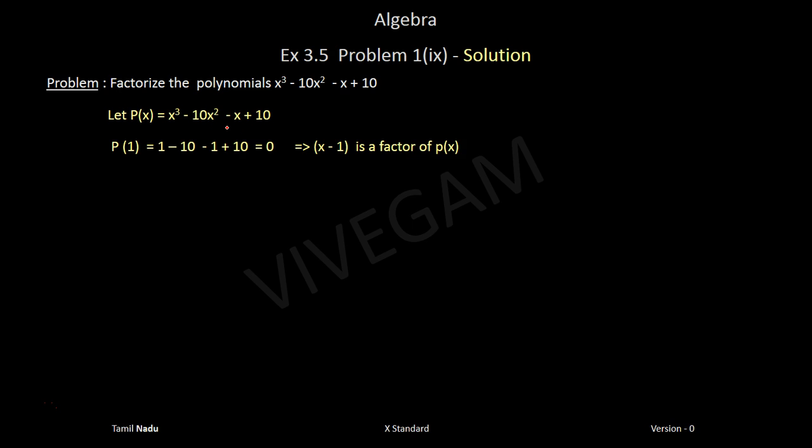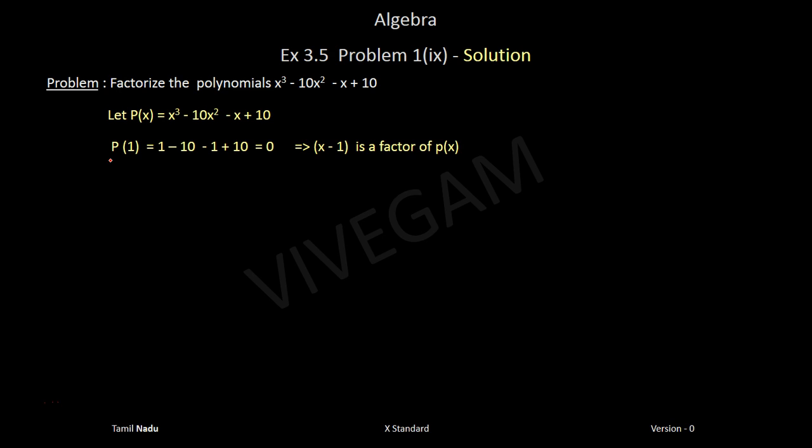And what we do, we'll have to quickly check some of the coefficients. So this is 1 minus 10, which is minus 9. When you add the coefficient minus 1, it will be minus 10. Minus 10 plus 10 is 0. So which means x minus 1 is a factor, or p of 1 will be 0.